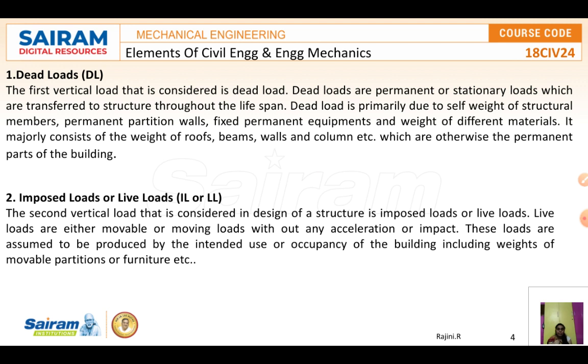For example, the dead load is primarily due to the self-weight of the members. Members means the permanent partition walls, fixed permanent equipment. Some of the equipment will be fixed throughout the life of the building. It includes the weight of the different materials, and it majorly consists of the weight of the roof, the beam weight, wall weight, and the pillar. The pillar is commonly known as the column, etc. These are all the permanent parts of the building.